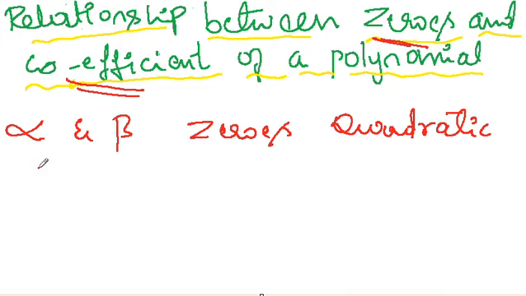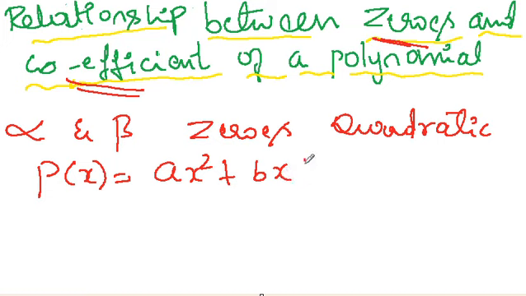So here consider the quadratic polynomial p of x equals ax square plus bx plus c. This is the general form of a quadratic polynomial. Here the highest power of the variable is 2. So this is a quadratic, and a, b are the coefficients of the variable, and c is the constant.